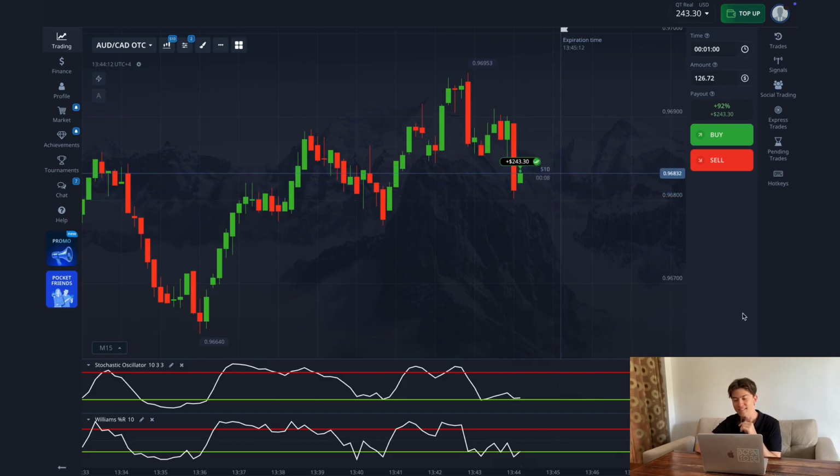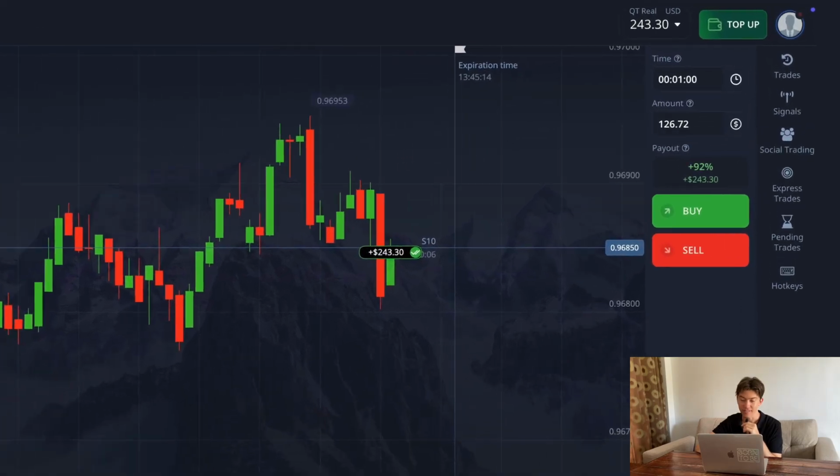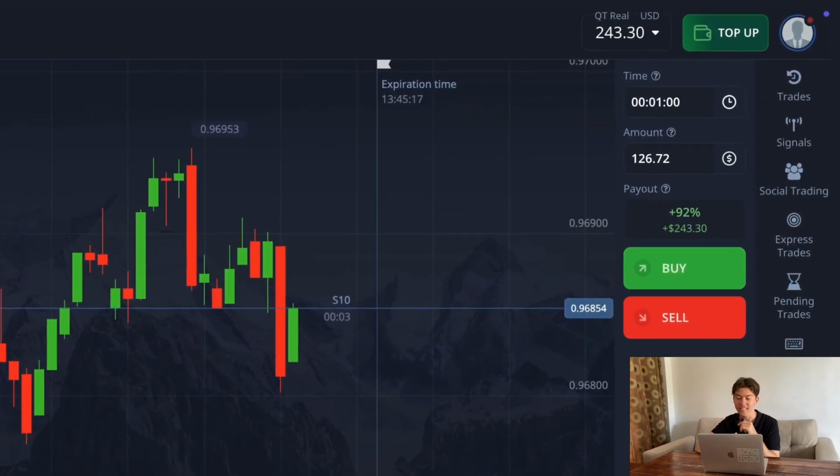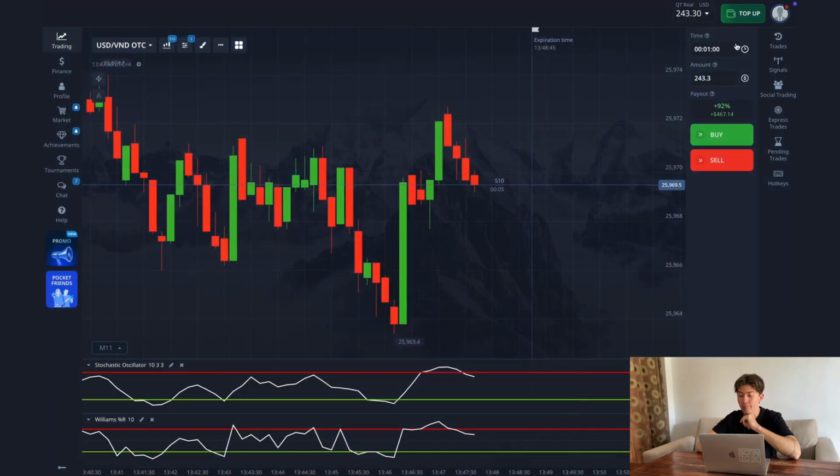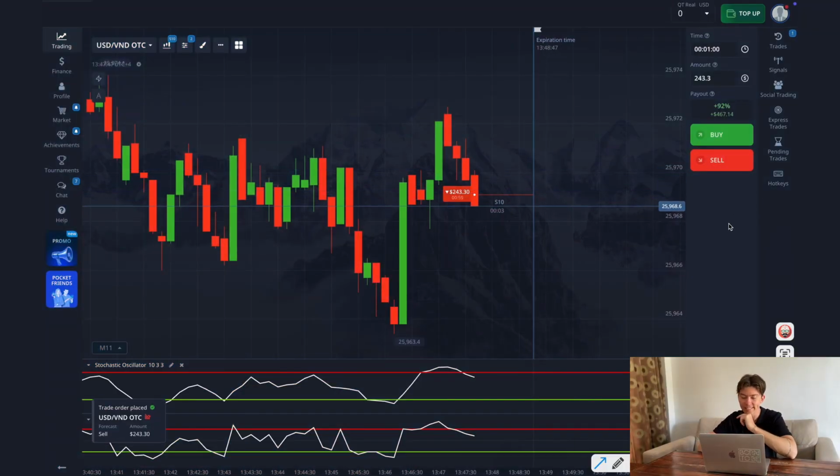The move runs out and correction starts. I lock in $116. The plan is working. After a strong impulse, the chart looks overheated. Expiration 1 minute and I open a sell trade for $243. Price makes a sharp push higher, candles stretch and the move looks aggressive and fast.